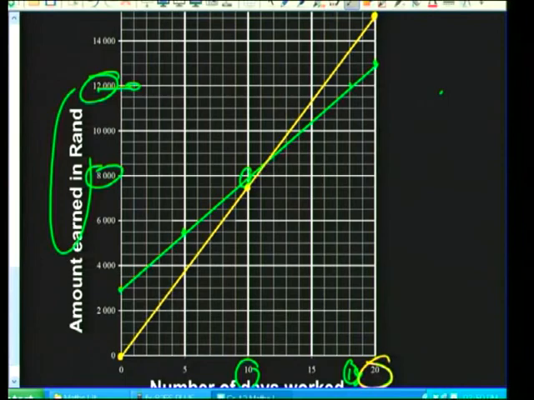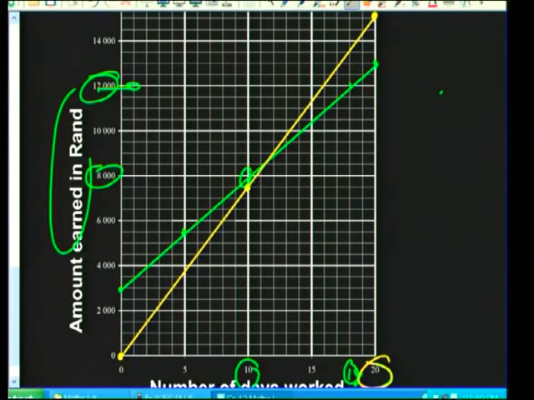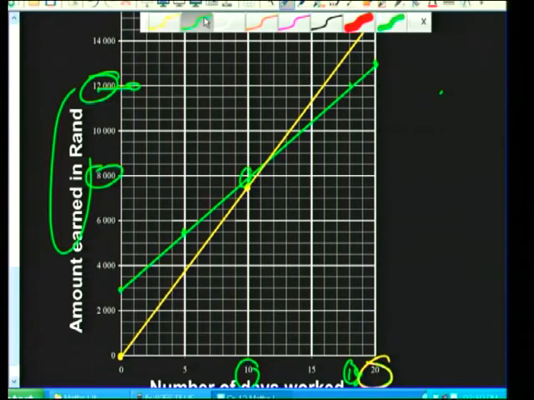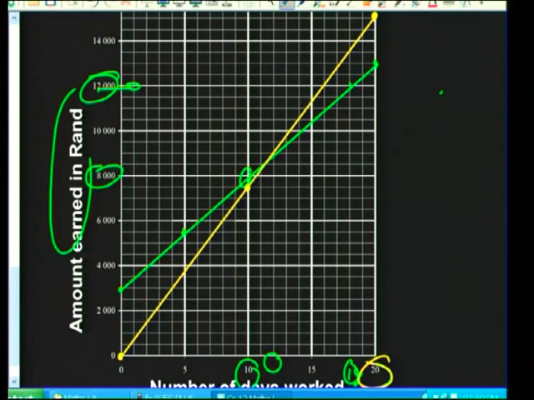Okay. Now, from this graph, folks, there are a few things we can interpret. The first thing we can see is this, that for the first 10, 11, 12 days, or even for the first 11 days rather, it's better to use my green line. In other words, if I only intend to work for 11 or 12 days in a month, then I should rather be a medical rep. If I want to work for more than 11 or 12 days a month, then it's better for me to be a tobacco rep.